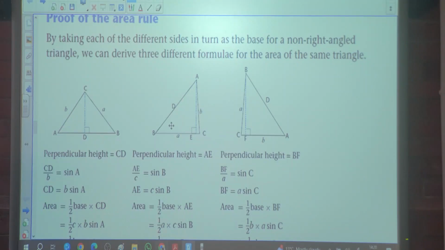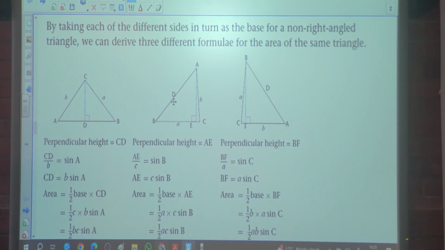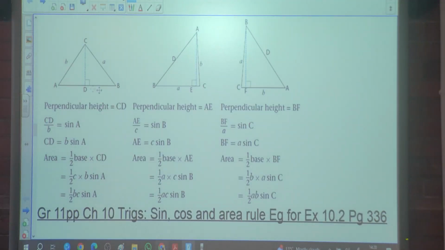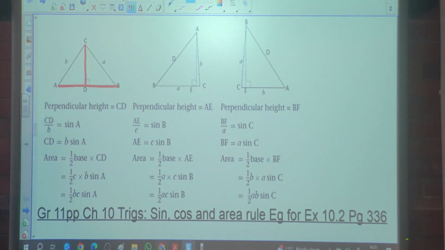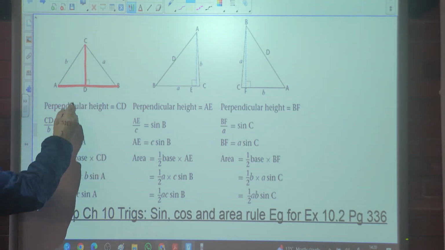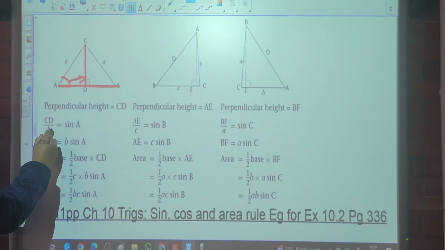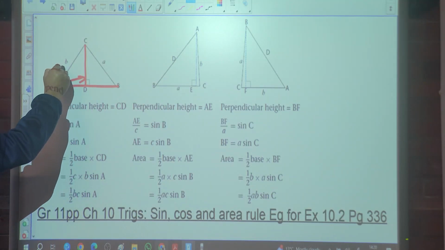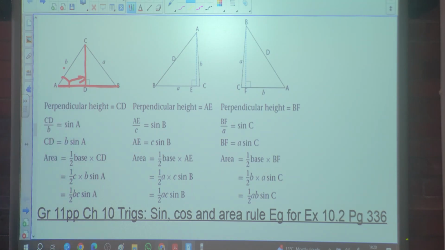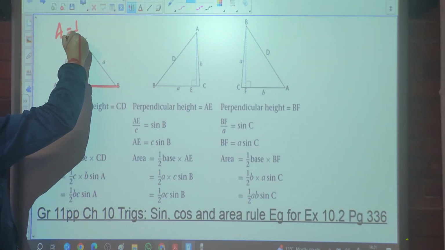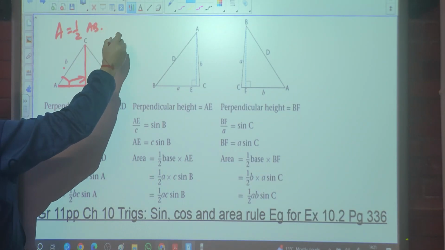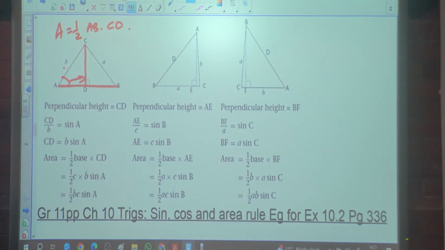By taking each of the different sides in turn as the base of the non-right angle triangle, we can derive three different formulae for the area of the same triangle. So if you look here, you use this as your base and DC as your perpendicular. We know that sine of A is opposite, which is CD, over hypotenuse, which is b. Remember, the area is half base, which is AB, times perpendicular height, which is CD.